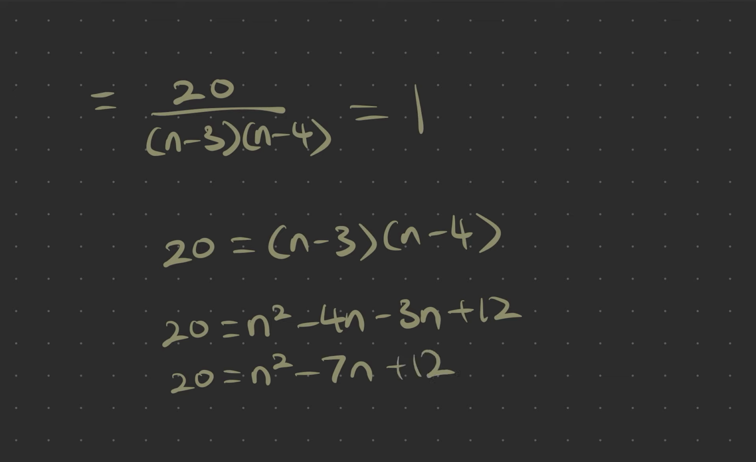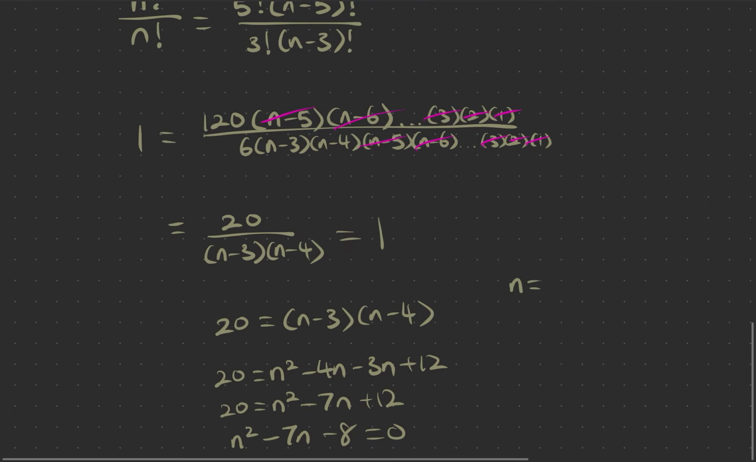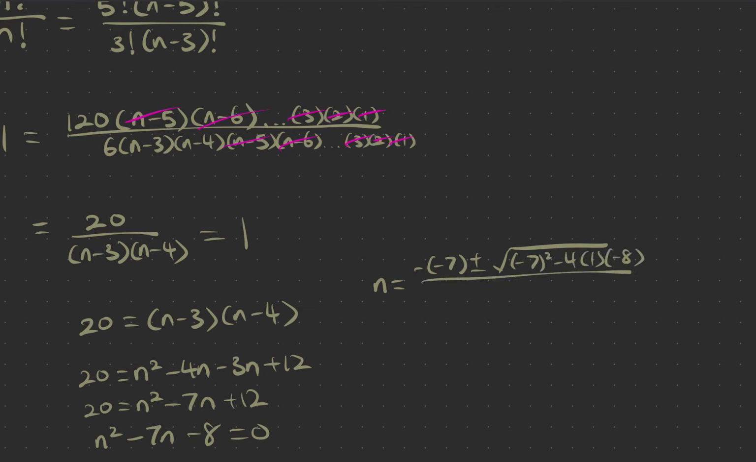So now I just want to find n, so I can use the quadratic formula, but for that to happen I need to bring the 20 over. So make sure the right hand side is 0. So n squared minus 7n minus 8 equals 0. So now I can use the quadratic formula. n equals... I'll use my trusty calculator to help me out.